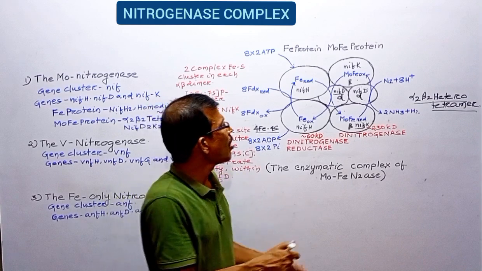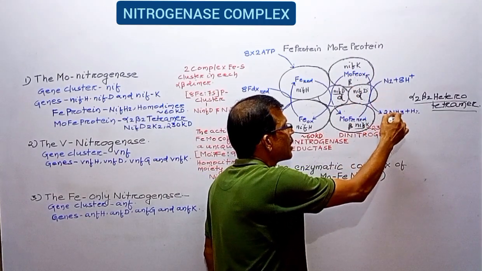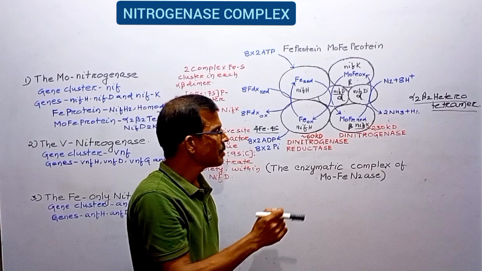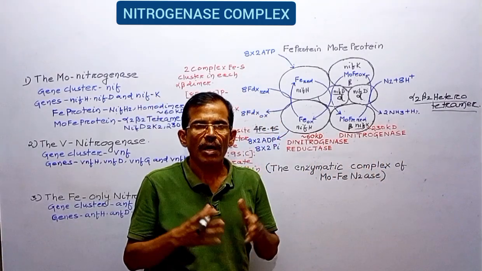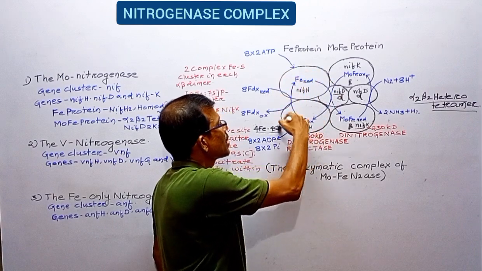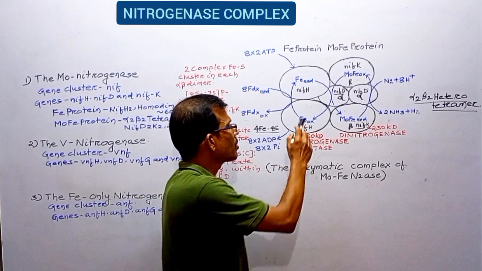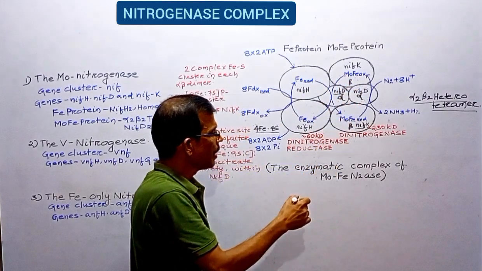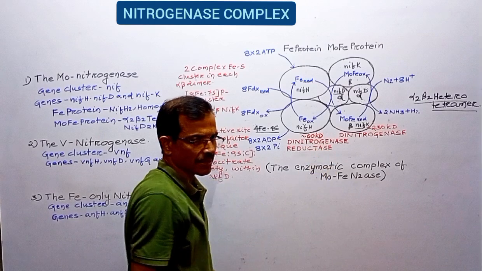The function of MoFe protein is to reduce dinitrogen into ammonia. Hence, it is also called dinitrogenase. On the other hand, the function of the Fe protein is to catalyze ATP-dependent electron transfer to the MoFe protein. Hence, it is also called dinitrogenase reductase.